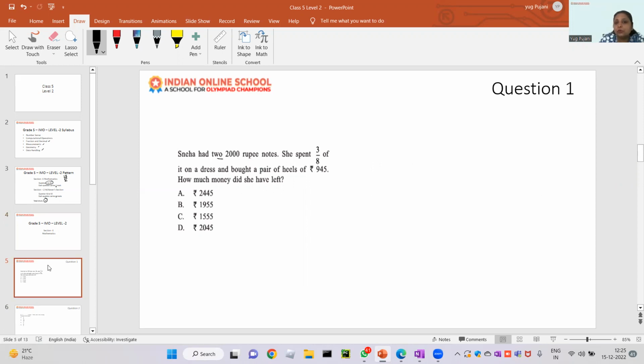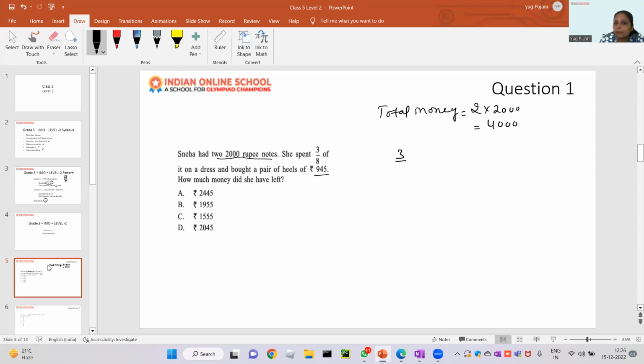Sneha had 2 notes of 2,000 rupees. She spent 3/8 of it on a dress and bought a pair of heels for 945. How much money did she have left? Okay, so what is the total money? Total money is 2 notes of 2,000. So it means 2 into 2,000, that's 4,000 rupees. Okay, so total money is 4,000.